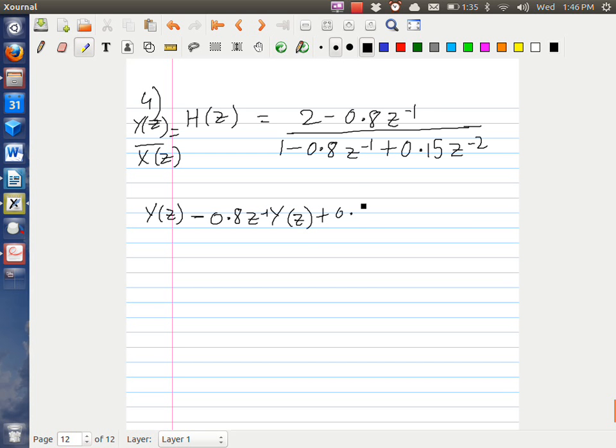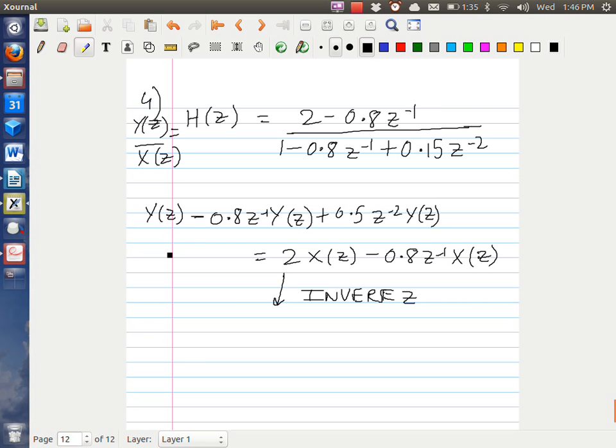plus 0.15 z to the negative 2 Y of z equals 2 X of z minus 0.8 z inverse X of z. Then you take the inverse z transform.